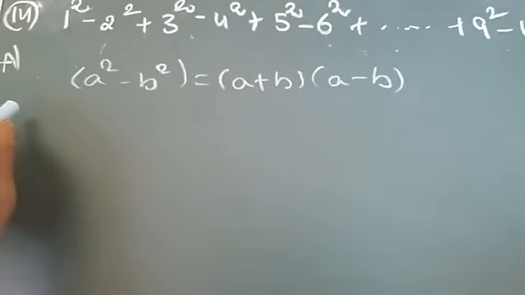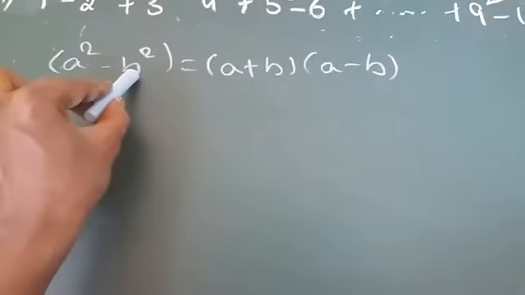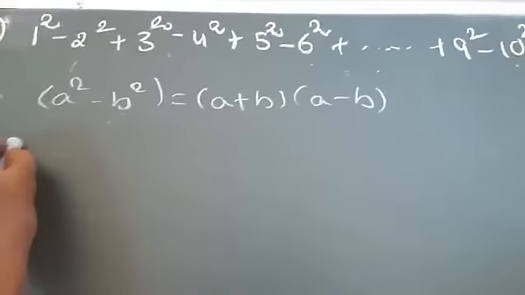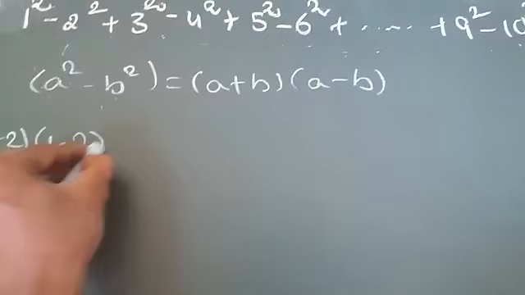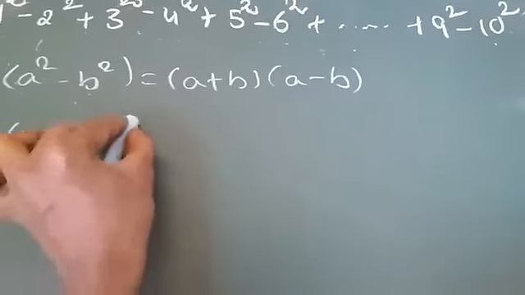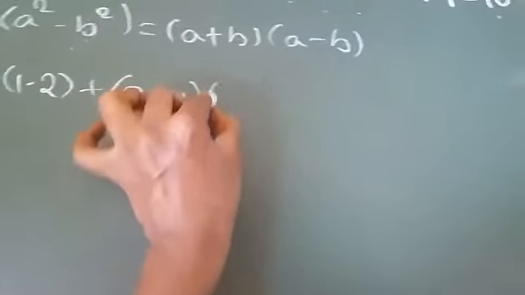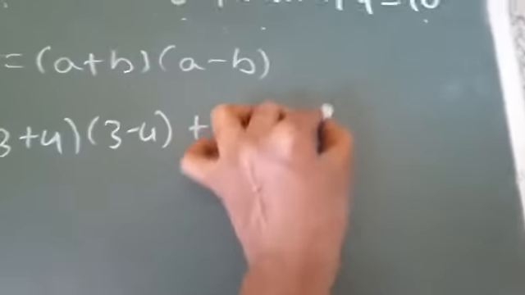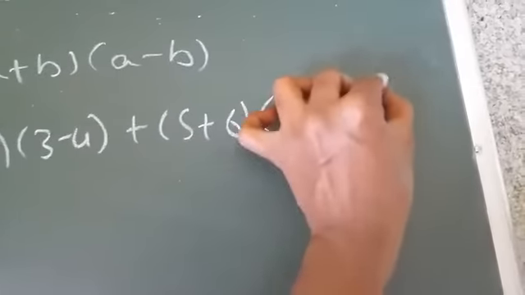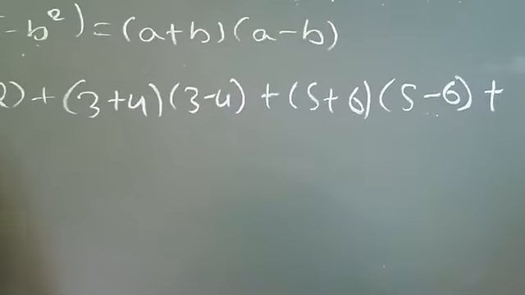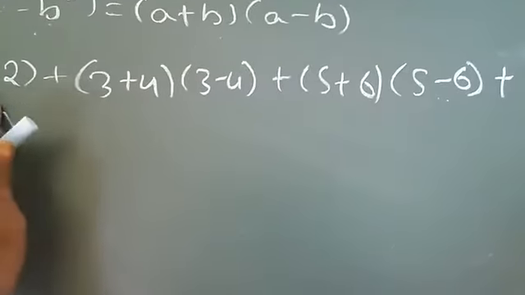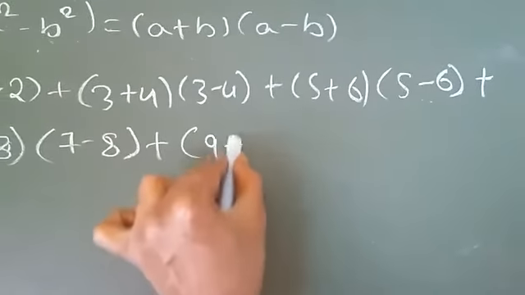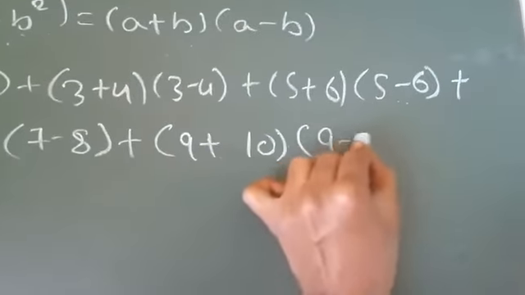That means 1 square minus 2 square is in the form of a square minus b square. Here a is 1, b is 2. We can write it as 1 plus 2 into 1 minus 2. 3 square minus 4 square as 3 plus 4 into 3 minus 4, plus 5 plus 6 into 5 minus 6. Next, 7 plus 8 into 7 minus 8. 9 plus 10 into 9 minus 10.